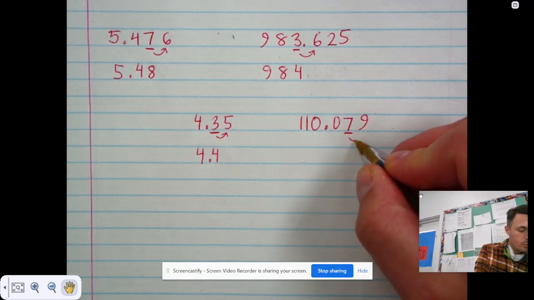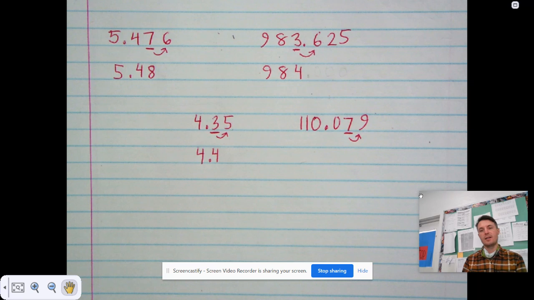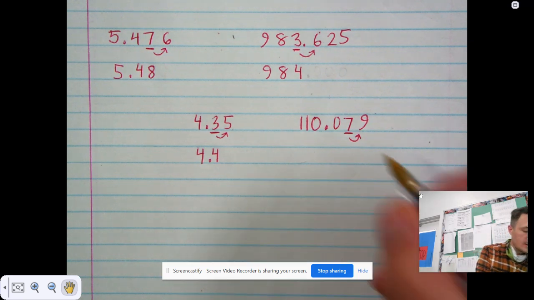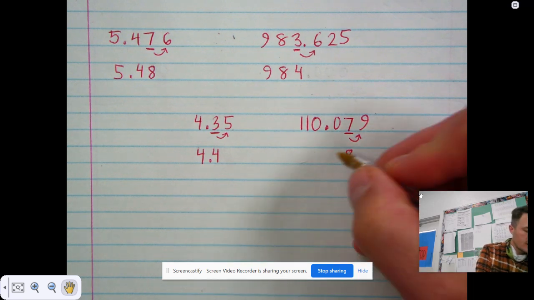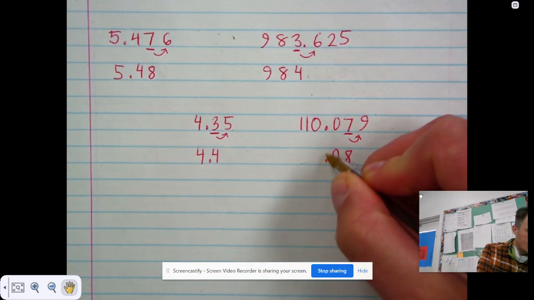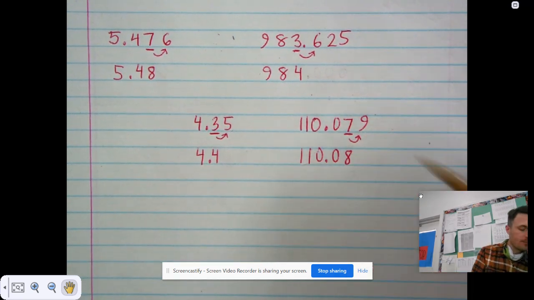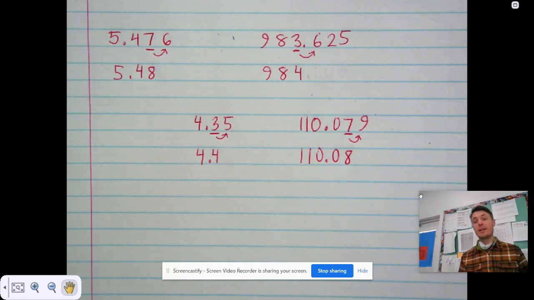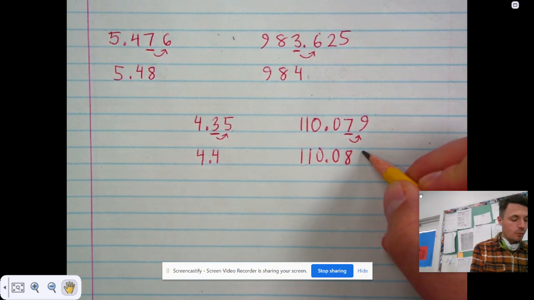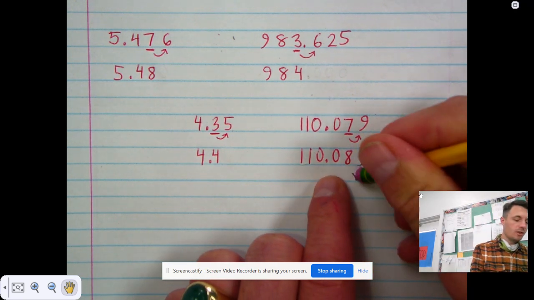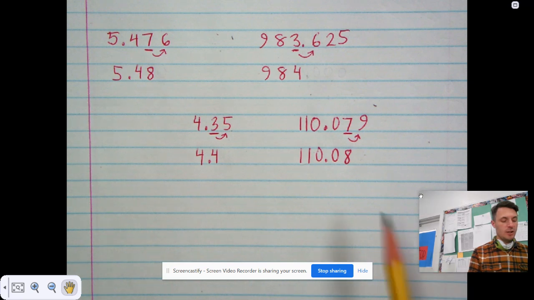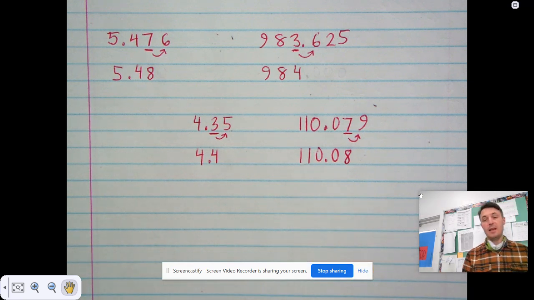He asks his neighbor for a raise, his neighbor to the right. Does 9 say yes or no? 9 says yes because he's 5 or more. So that means the 7 becomes an 8. Everything to the left stays exactly the same. And then again, if we were rounding whole numbers, the 9 would become a 0. But do we leave that 0 there? No, we don't. We don't add the 0. It just becomes 110 and 8 hundredths.